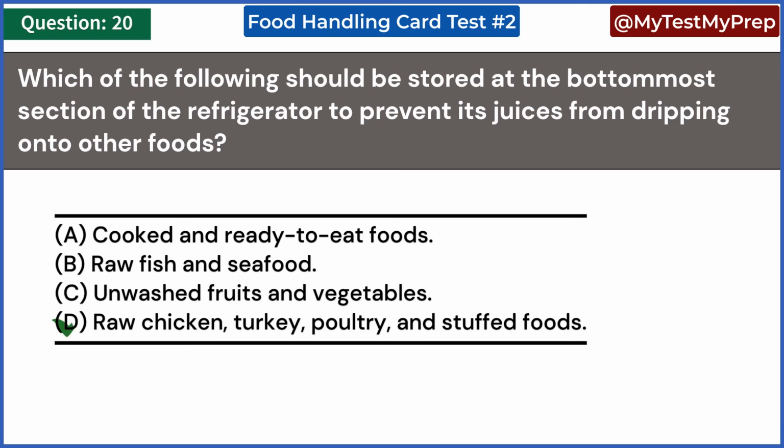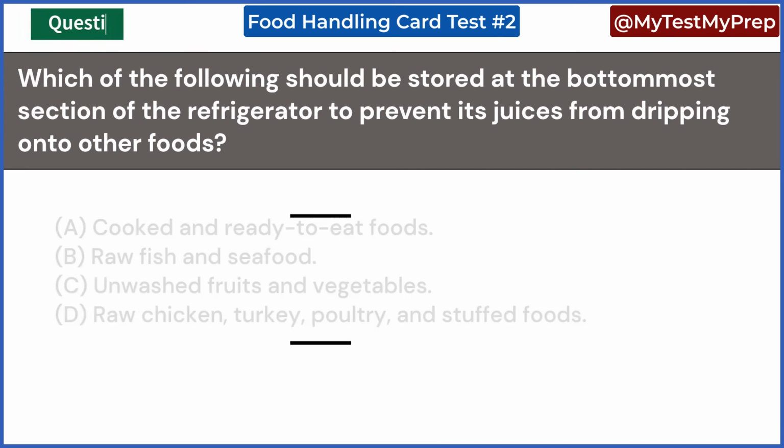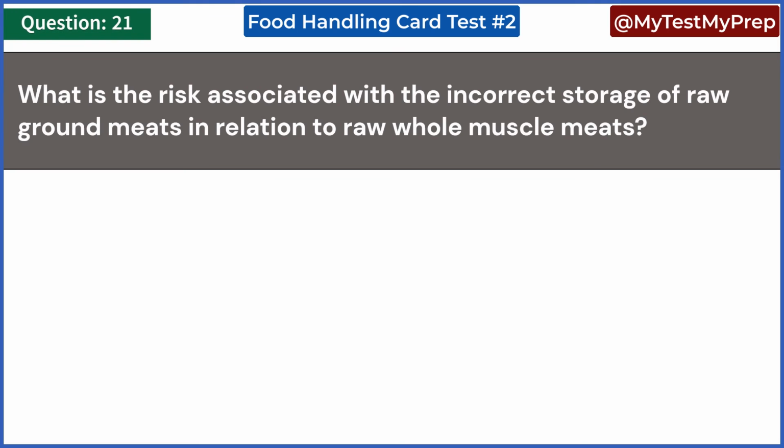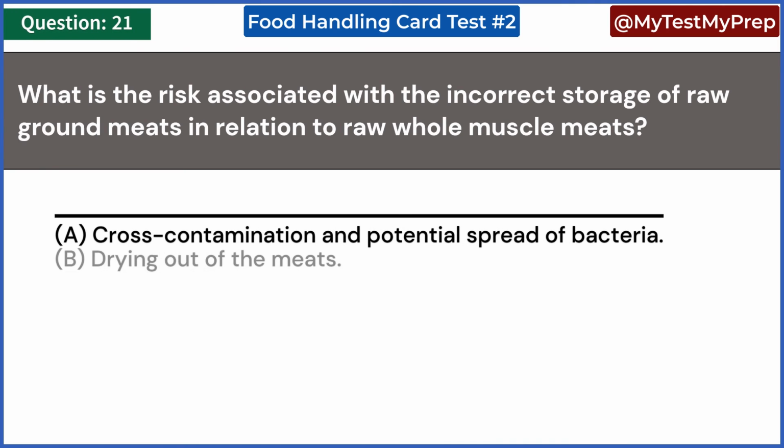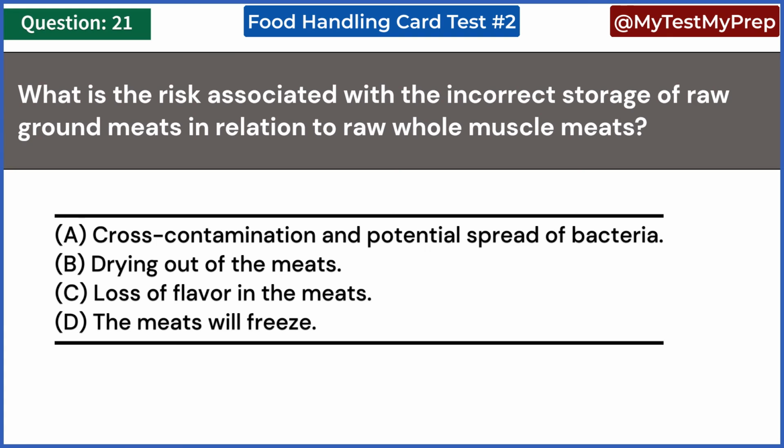Answer D. Raw chicken, turkey, poultry, and stuffed foods. What is the risk associated with the incorrect storage of raw ground meats in relation to raw whole muscle meats? A. Cross-contamination and potential spread of bacteria. B. Drying out of the meats. C. Loss of flavor in the meats. D. The meats will freeze.